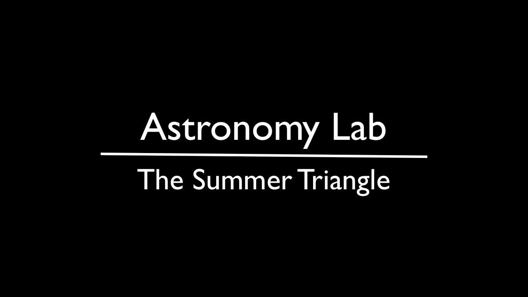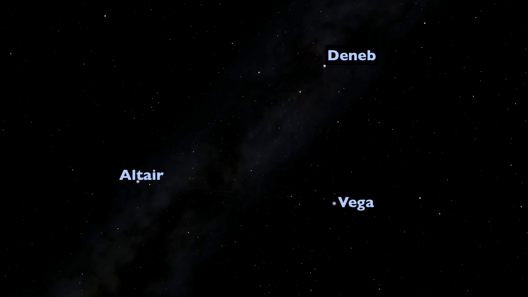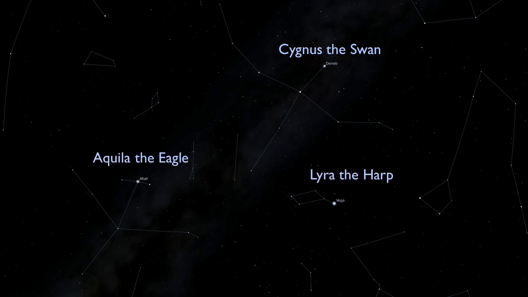Welcome to Astronomy Lab. Tonight we'll be looking at the Summer Triangle. The Summer Triangle is formed of the three bright stars Deneb, Vega, and Altair. The constellations that make up the Summer Triangle are Cygnus the Swan, Lyra the Harp, and Aquila the Eagle.